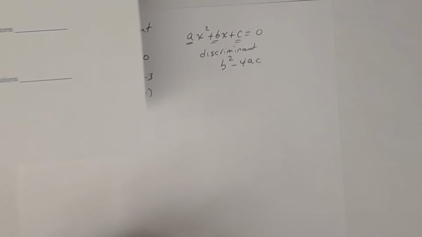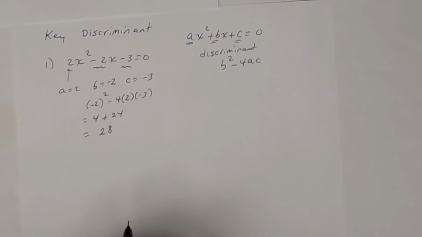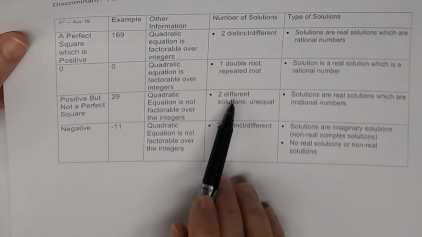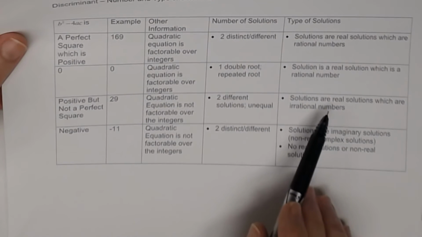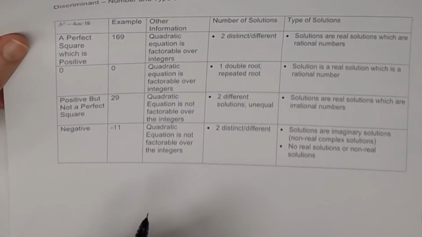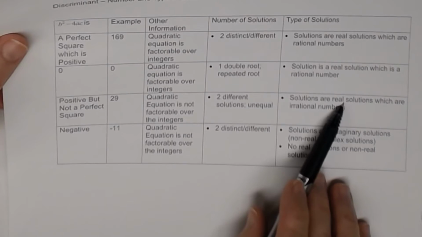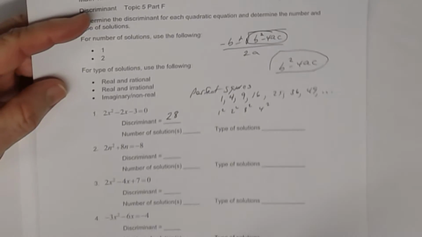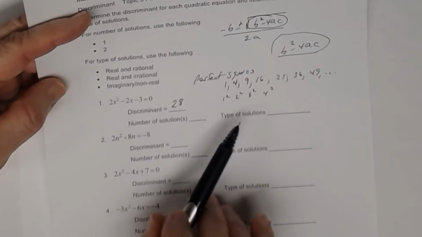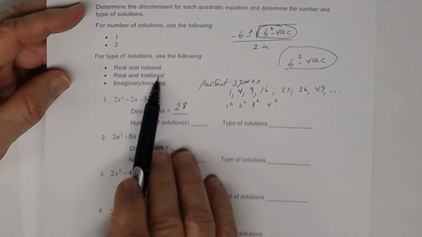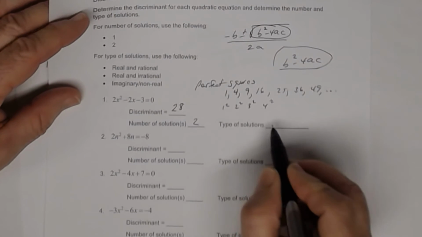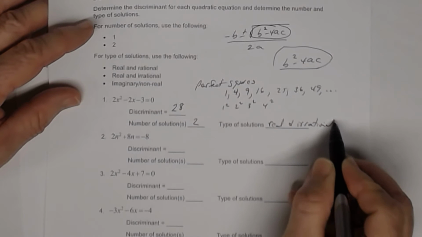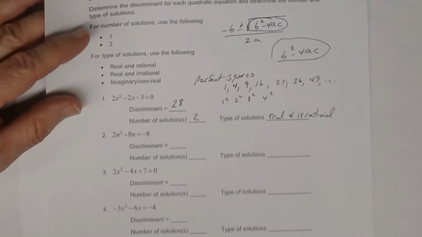So 28 is not a perfect square. So since 28 is positive but not a perfect square, then I'm going to get 2 different solutions, and they will be real and irrational. So remember your choices. Number of solutions, 2. Type of solutions, real and irrational. So you're going to say 2, real and irrational. Okay? All right, so that's number 1.